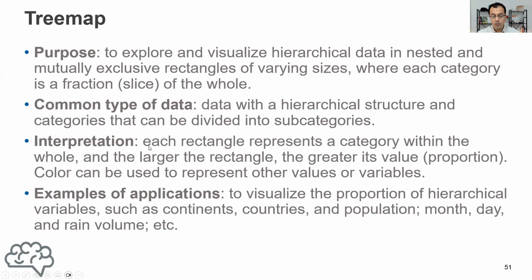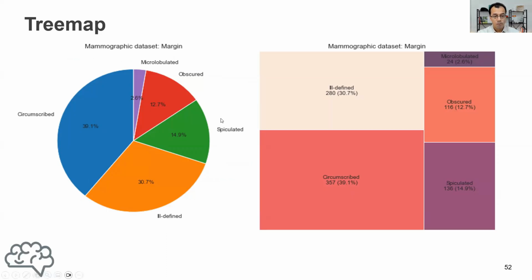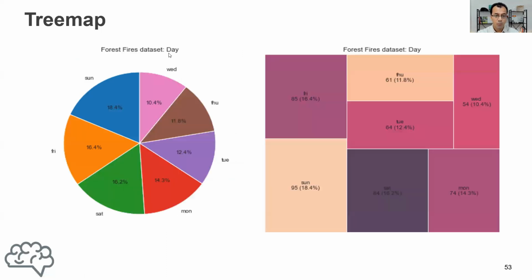So the interpretation: each rectangle represents a category within the whole, and the larger the rectangle, the greater its value or its proportion. In this first example, I am showing again the mammographic dataset, the margin variable, and here we have the tree map. As we can see, in this tree map, we have no hierarchy between the categories: microlobulated, ill-defined, circumscribed, speculated, and obscure. They're all mutually exclusive. For the variable day of the forest fires dataset, the same thing. The categories are mutually exclusive.